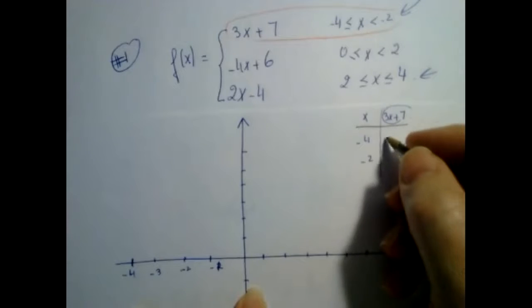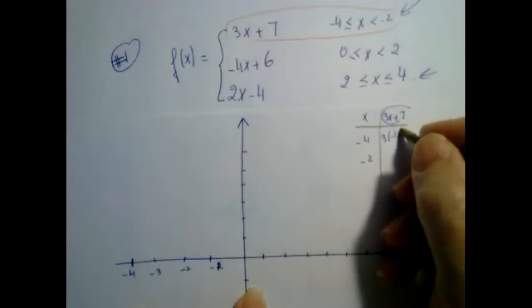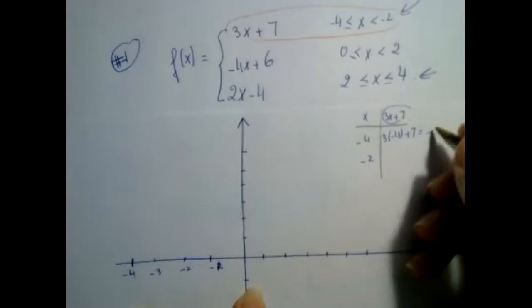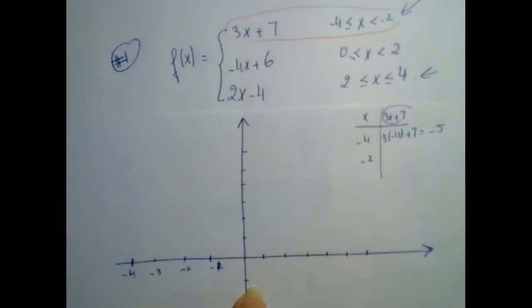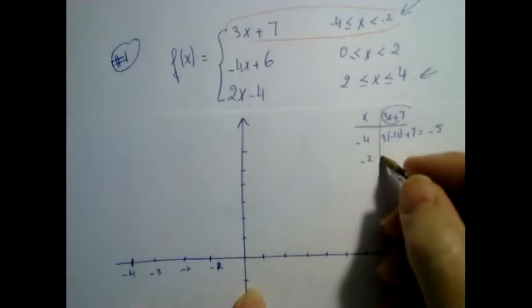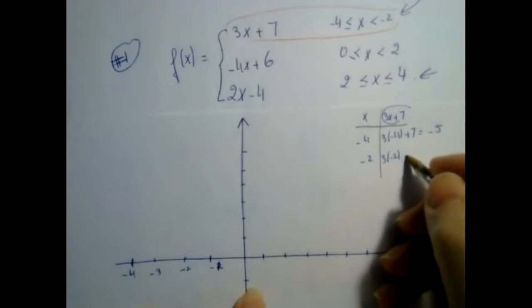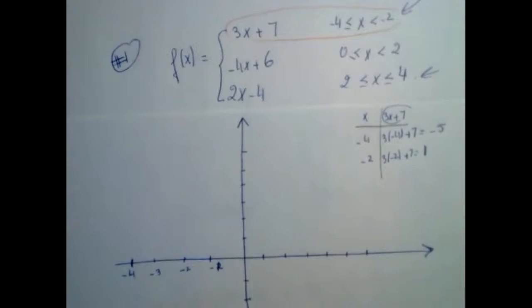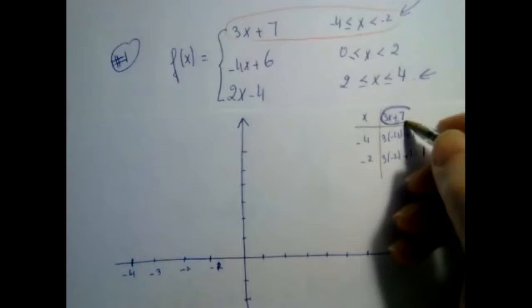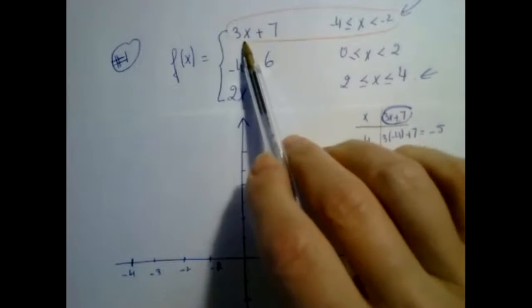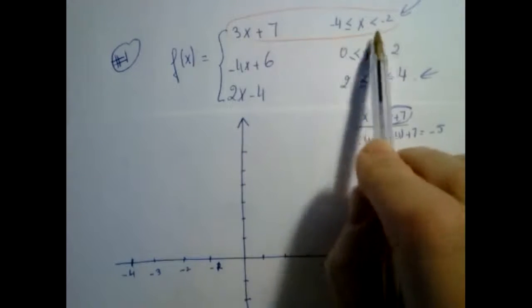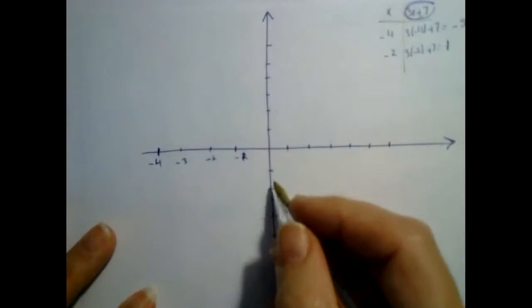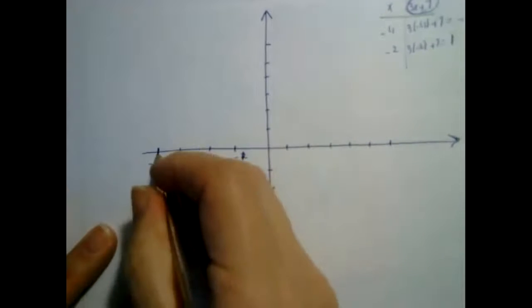Okay. So at -4, which gives me -12 plus 7, minus 5. And at -2, I have 3 times -2 plus 7, which is going to give me a 1. So remember, I need to sketch this piece. The output is given by this formula as long as I am between -4 and -2. So at -4 now, I am at -5. 1, 2, 3, 4, 5. So that's a point.